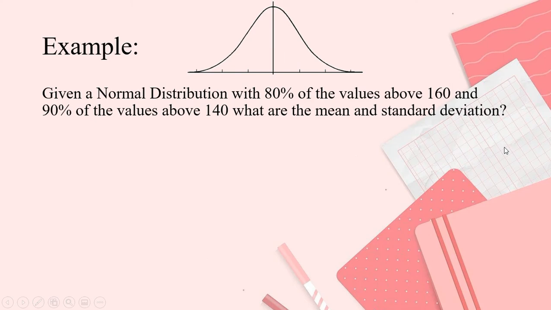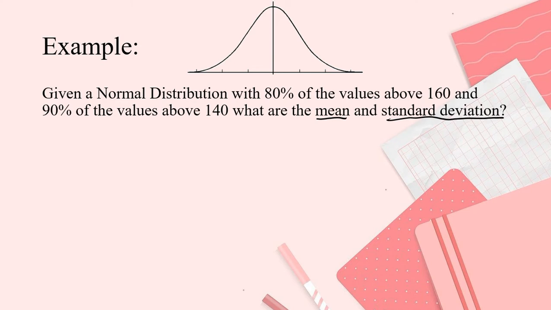Let's have our last example. We have given a normal distribution with 80% of the values above 160 and 90% of the values above 140. What are the mean and standard deviation? So in this given po, pareho na pong nawawala si mean tsaka si standard deviation. So kapag ganito na po ang given, paano po natin isosolve si mean at paano po natin isosolve si SD.